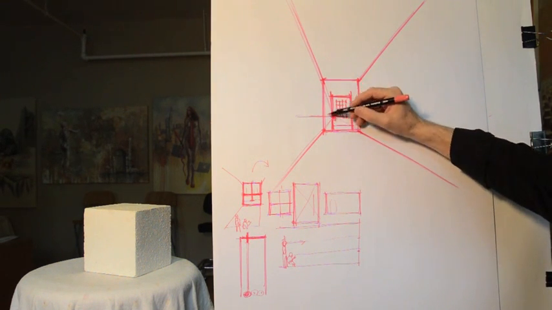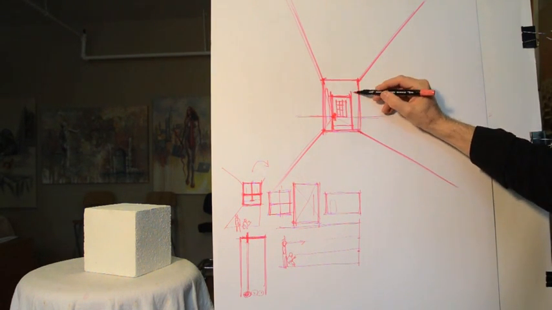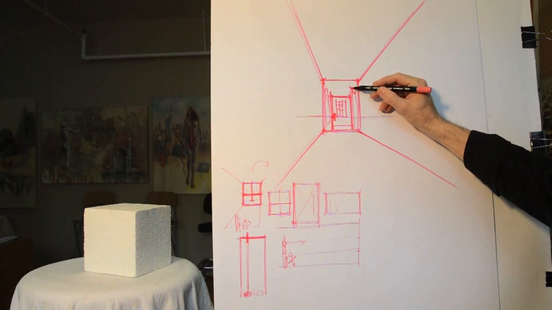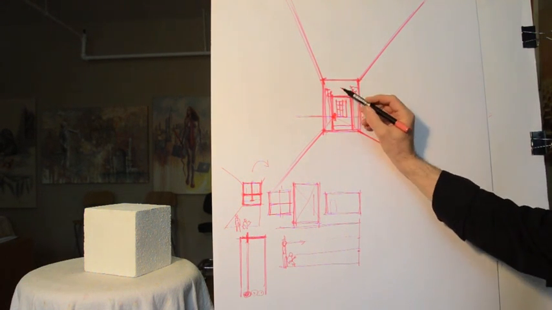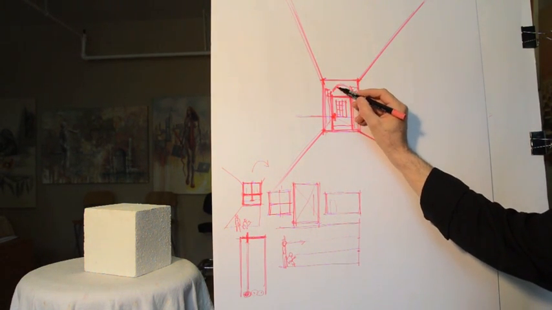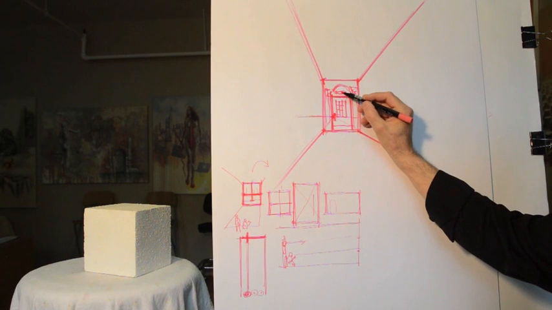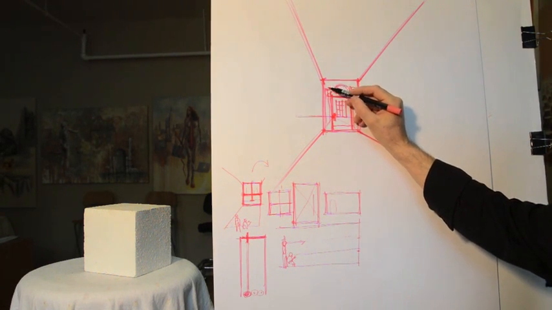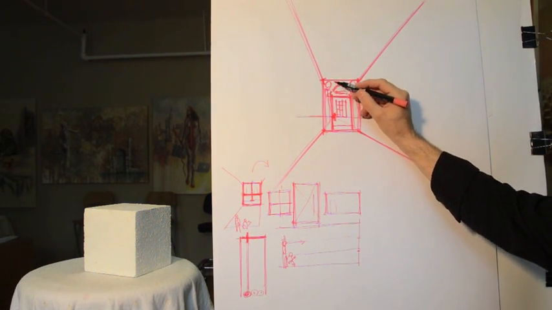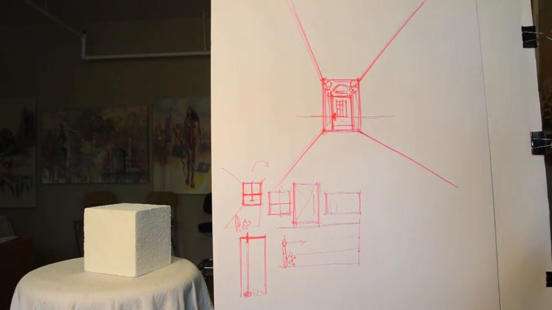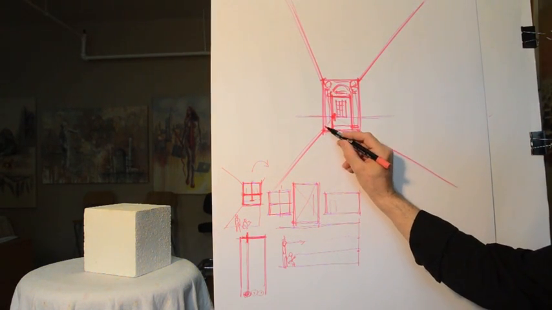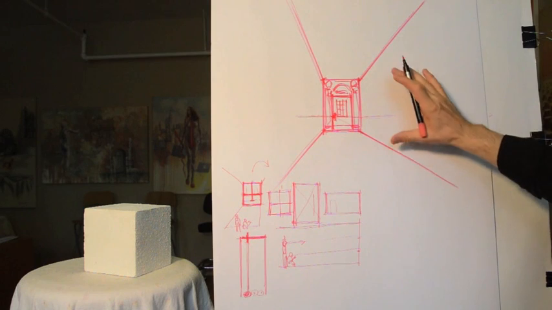If there are more details, of course, you can go after with the details if you want, some columns or whatever. If there's any arch, whatever is there, you just go and fill up much more exactly what is there. But that's the secondary part.